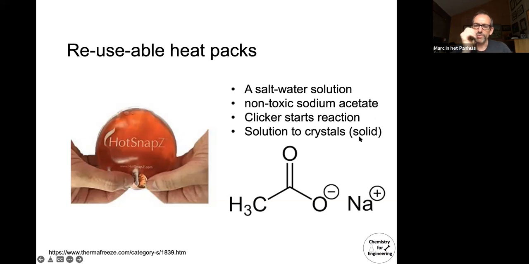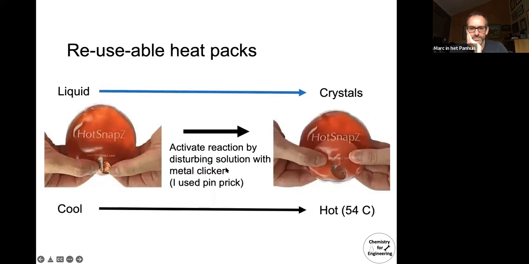So in it, you would have sodium acetate. There's actually a clicker. I don't know if you can see this properly, but if you can't, then go and look at this reference. It's something you just click, and then you get that same thing happening. The solution goes to the crystals. And here's the sodium acetate. We've got sodium cation with the acetate, which is a carbon with a double bonded oxygen, a single oxygen with a negative charge, and a second carbon attached with three hydrogens.